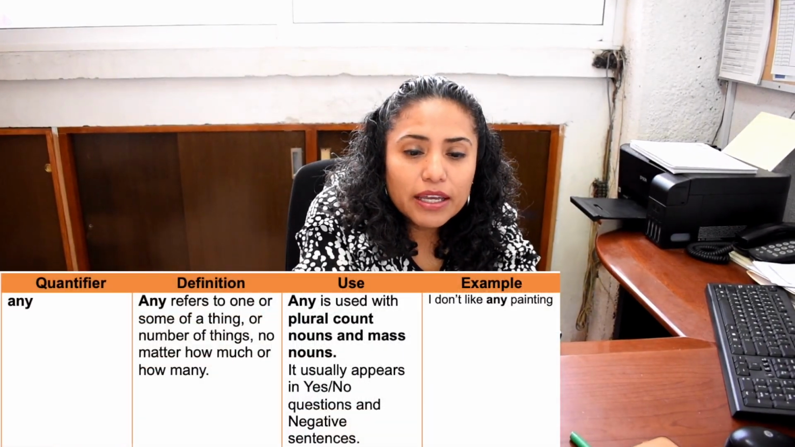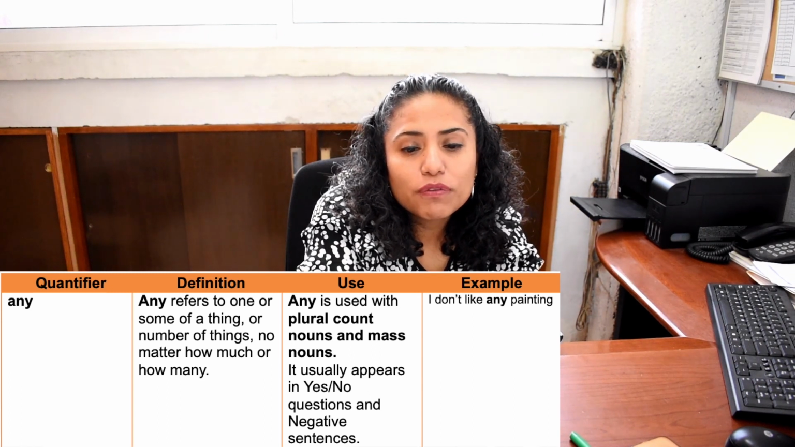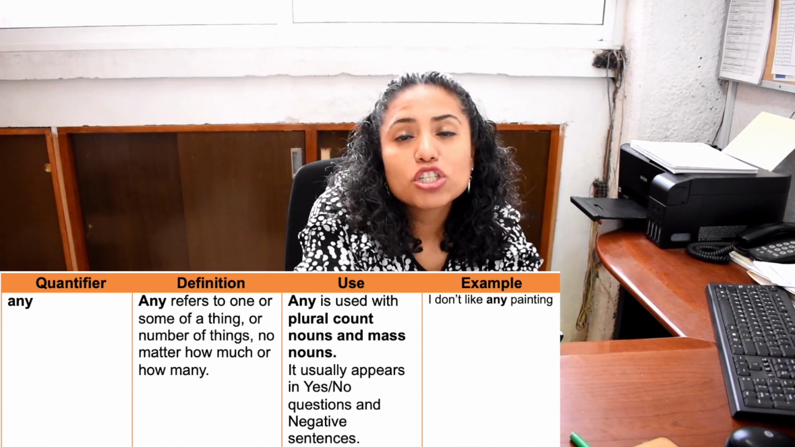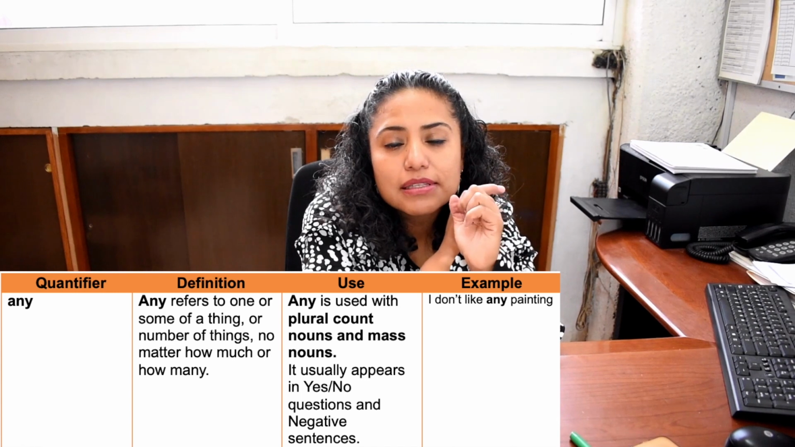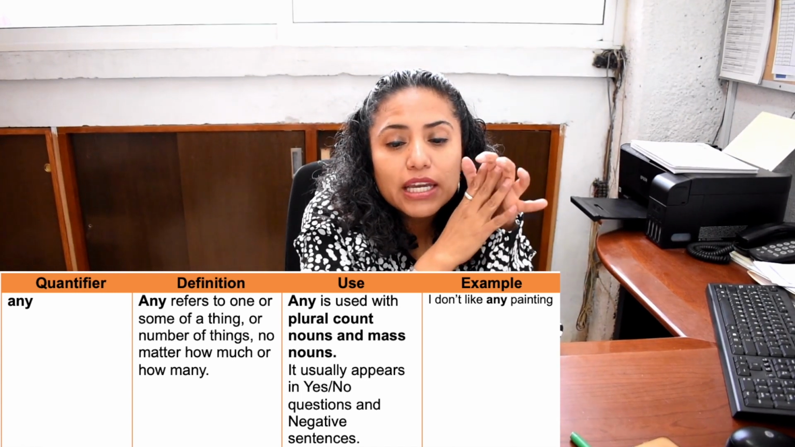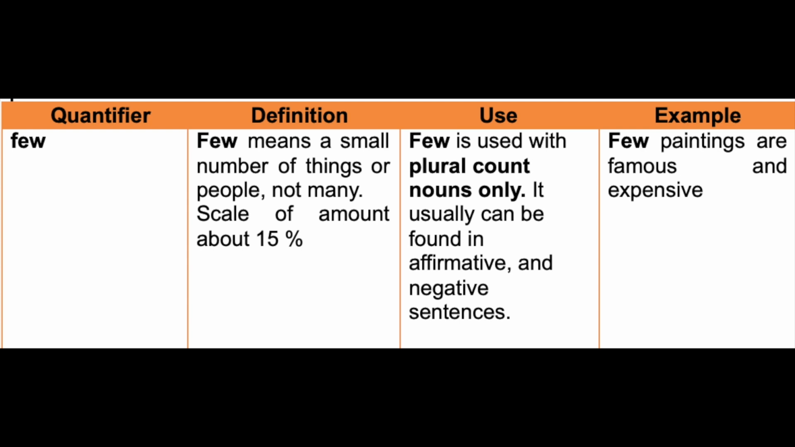Any is another quantifier. This quantifier refers to one or some of a thing or number of things, no matter how much or how many. And any is used with plural count nouns and mass nouns, and it usually appears in yes-no questions and negative sentences. Then we have few. Few means a small number of things or people, not many. And few is used with plural count nouns only. It can be found in affirmative and negative sentences.